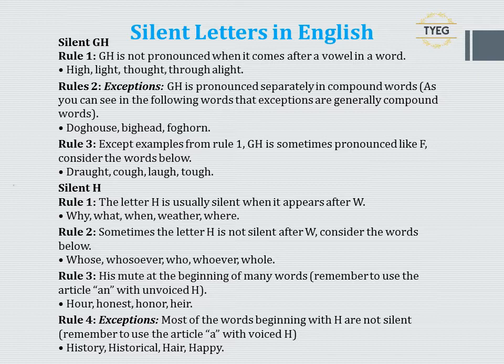Rule 3. H is mute at the beginning of many words. Remember to use the article "an" with unvoiced H. Our, honest, honor, heir. Rule 4. Exceptions. Most of the words beginning with H are not silent. Remember to use the article "a" with voiced H. History, historical, hair, happy.